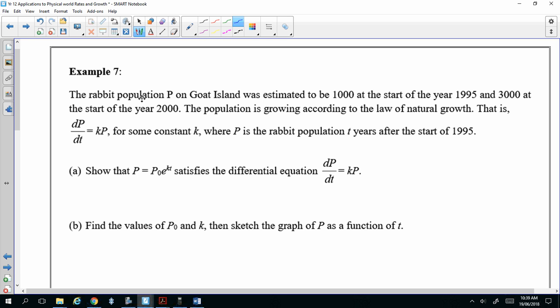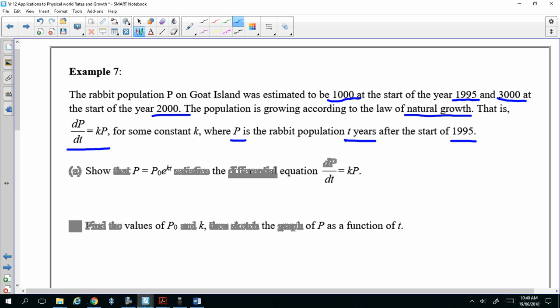So the rabbit population P on a goat island was estimated to be 1,000 at the start of 1995 and 3,000 at the start of 2000. The population is growing according to the natural growth, which is the exponential growth formula, where P is the rabbit population, t years after the start of 1995. So the first question asks you to prove this result.